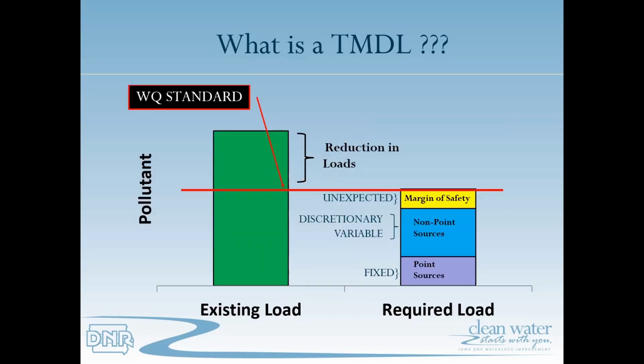So if we look at a TMDL still from a budget perspective, we have fixed loads or fixed sources, variable sources, and unexpected, or in this case, we're going to call it a margin of safety. So our fixed costs or our fixed loads are those point sources. Remember, we talked about point sources being those sources that require a permit.